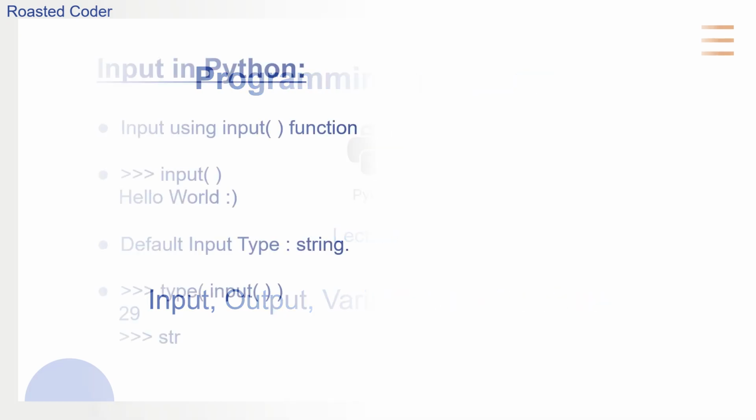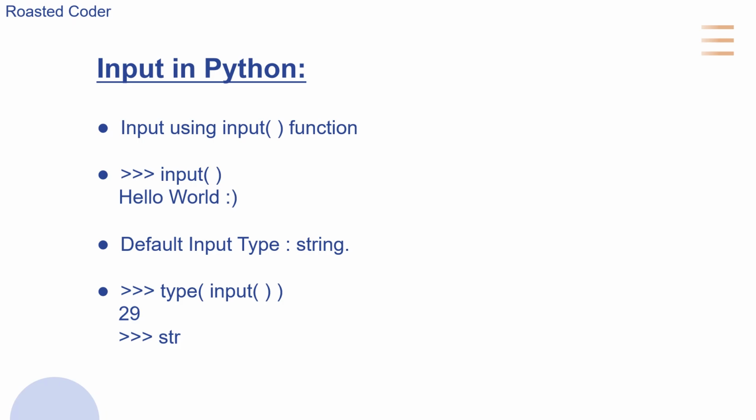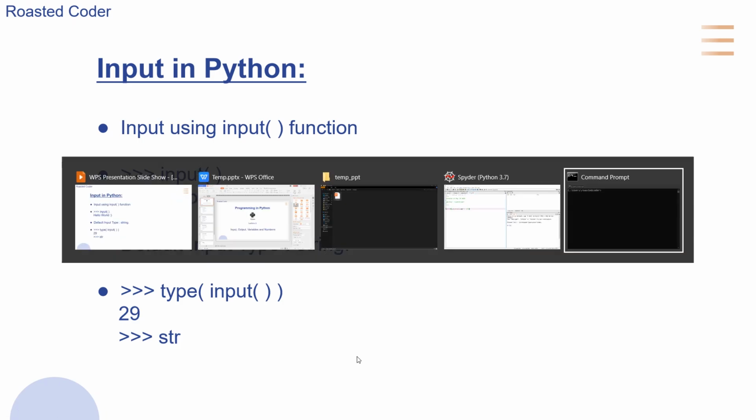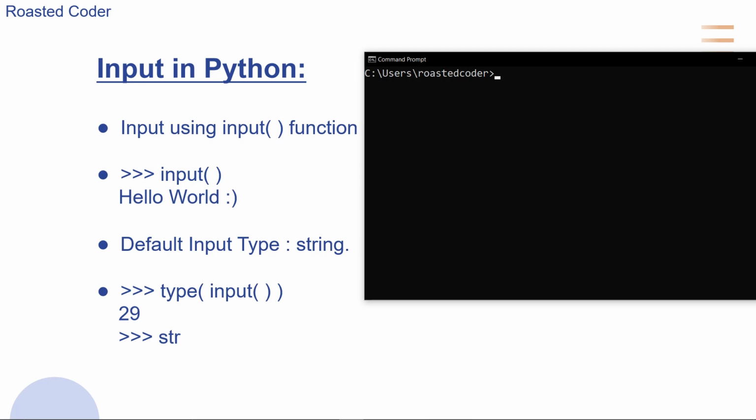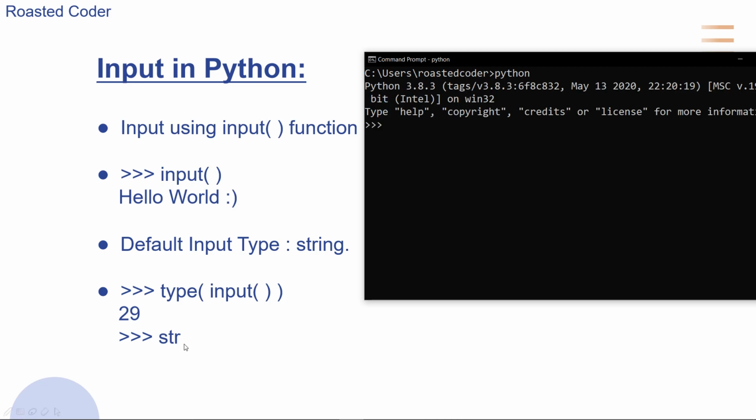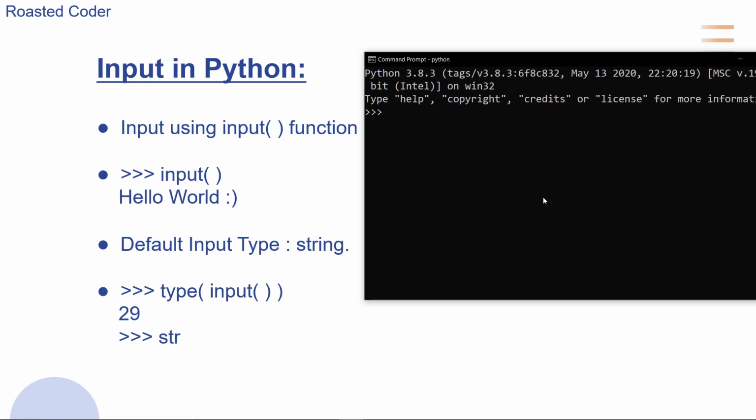So, let's get started. First of all, we take input in Python using the input function. For example, first type python, and Python 3.8 started. Now type input. It will ask for some input. You can see we have given input hello world and it's printing hello world.